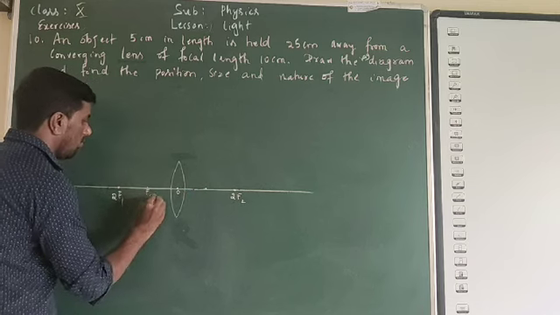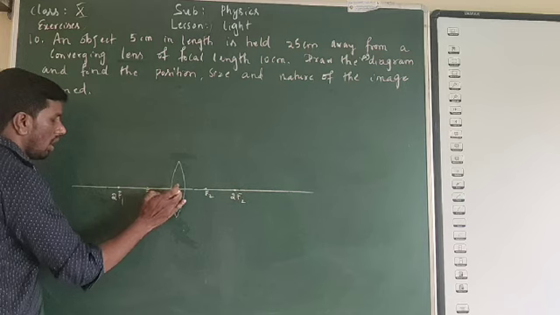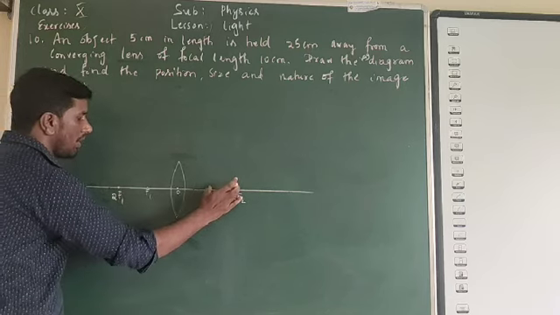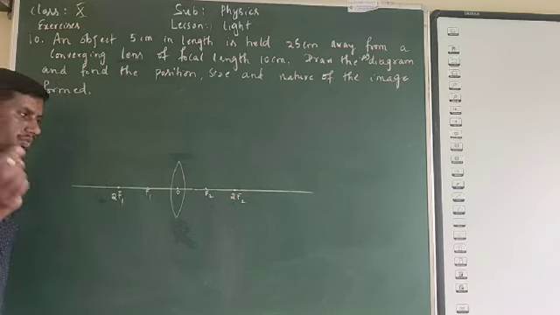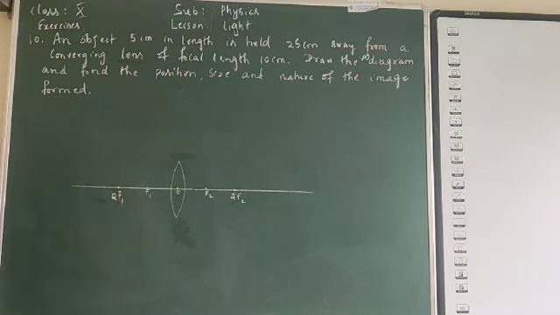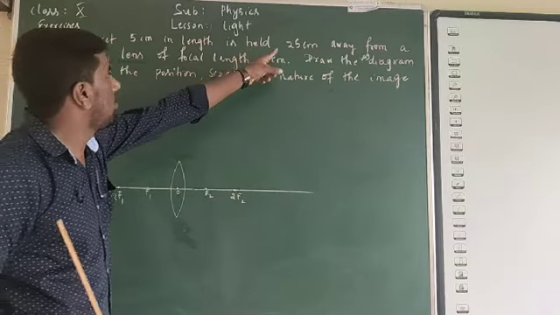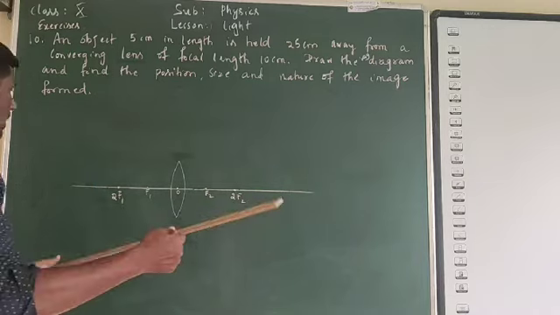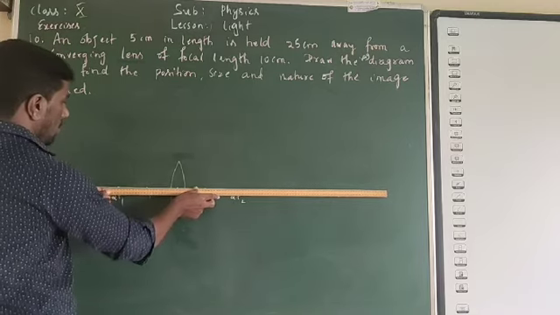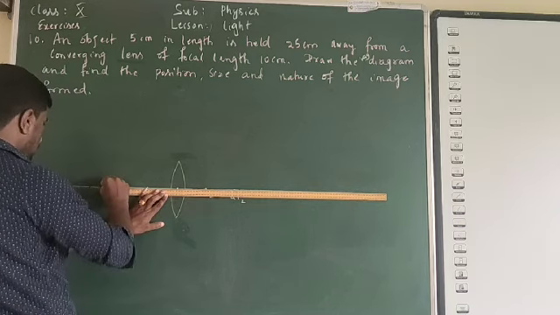You have 1, you have 2, and so on, equal to the principal focus, 10 centimeter each. You should verify that. Now, where is the object kept? It is a 5 centimeter object, kept at 25 centimeter away from the converging lens. So 25 centimeter from the lens. The object is placed here.